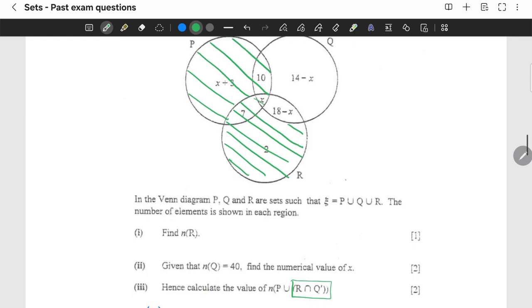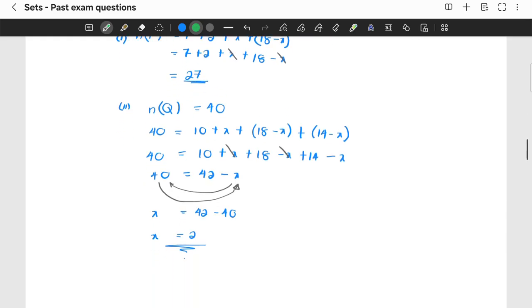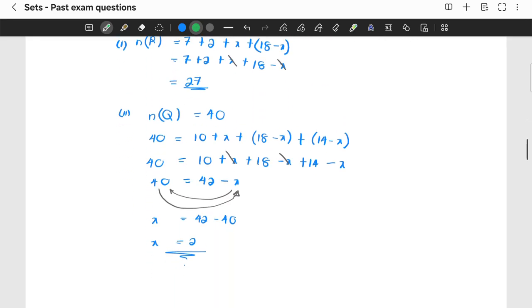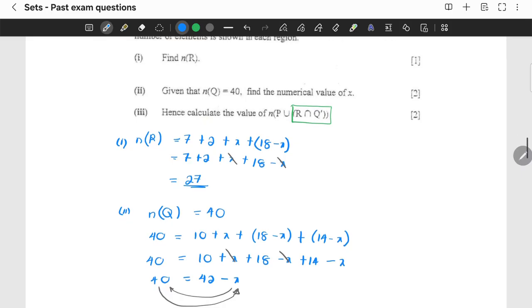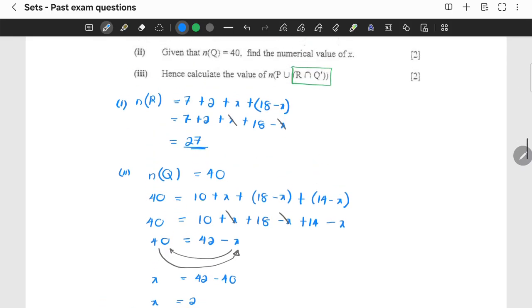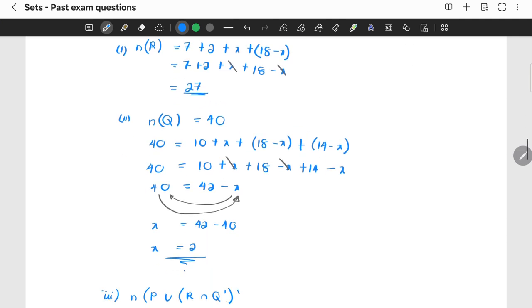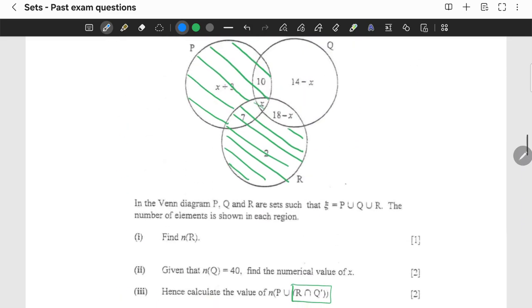So we know that x is 2. So now that is part 3. Number of P union R intersection Q complement, right, is equal to, so that's the shaded part.